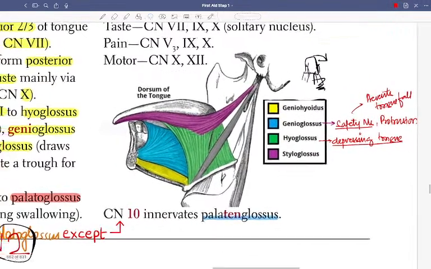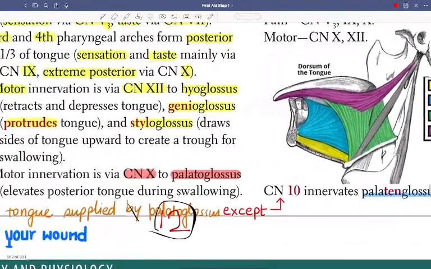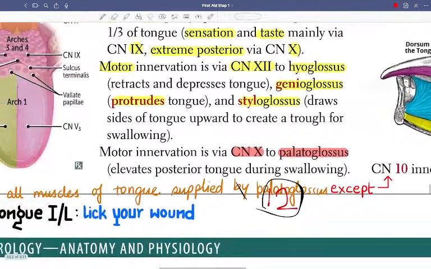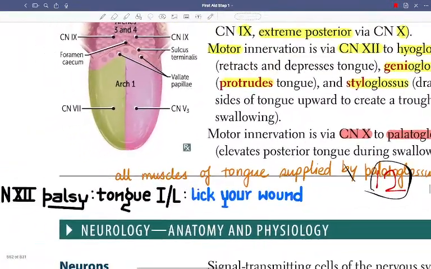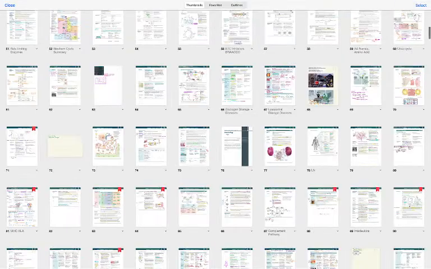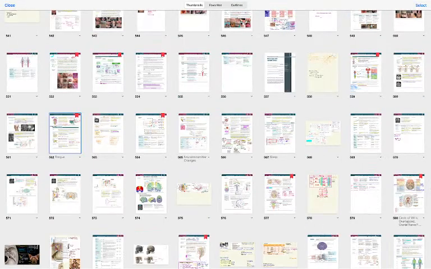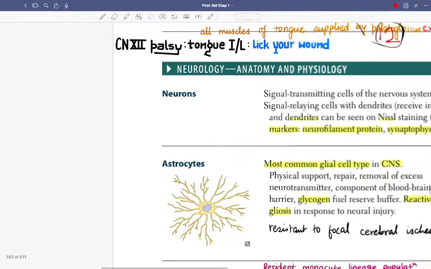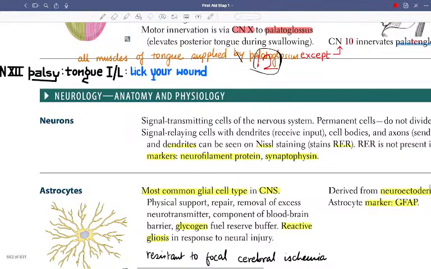And yeah, so that's why it's ipsilateral. Yeah, exactly. So cranial nerve 12 palsy. When you have cranial nerve 12 palsy, it is supposed to be ipsilateral, so you're supposed to lick the ipsilateral side. That is the licking motion. That's what I was trying to say.